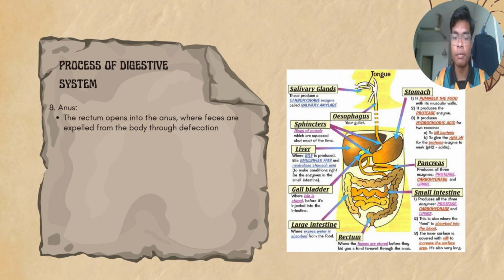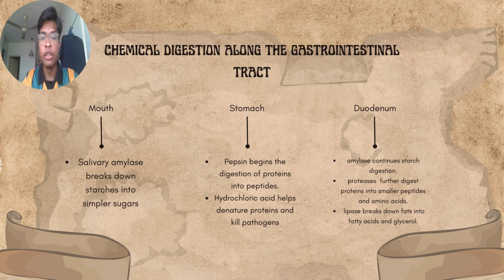In digestion, there are many types of digestion. One type is chemical digestion. Chemical digestion is the process by which food is broken down into smaller, absorbable molecules through the action of enzymes and other chemicals in the digestive system.